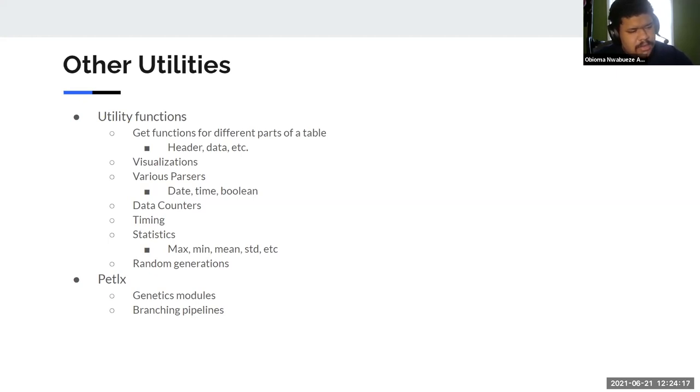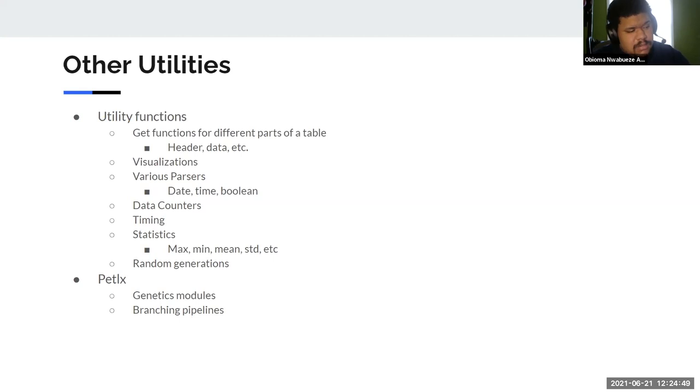And then it also has functions for getting a count of your data, how much data is in your table, how many rows there are, that sort of thing. You can do timing. So elapsed time, it will put up a progress bar if you want it to, all that sort of stuff. You can do statistics on your tables, max and min for various columns, mean and standard deviation, etc. And you can also do random generation of data within your tables with helper functions that they provide.